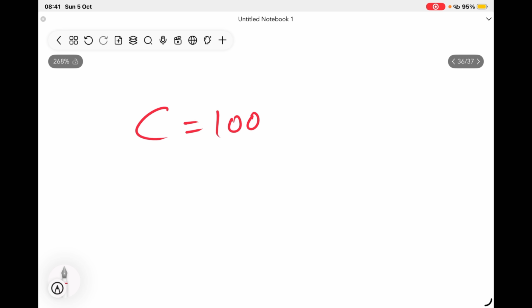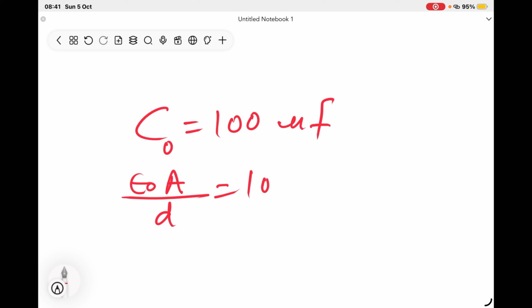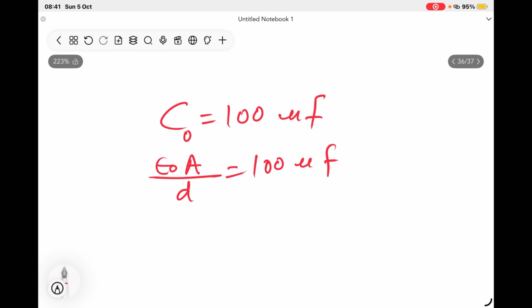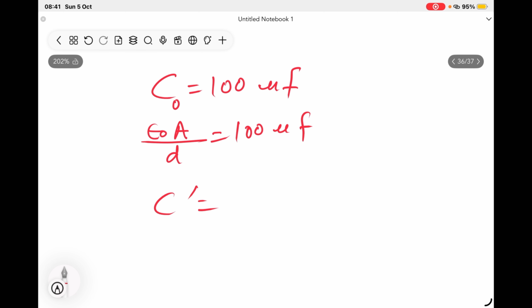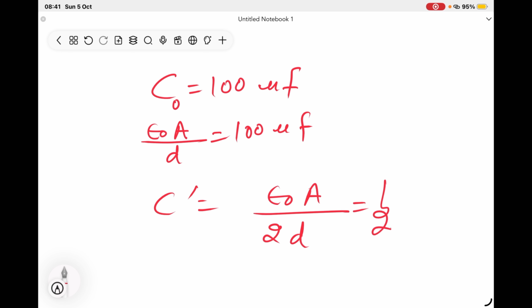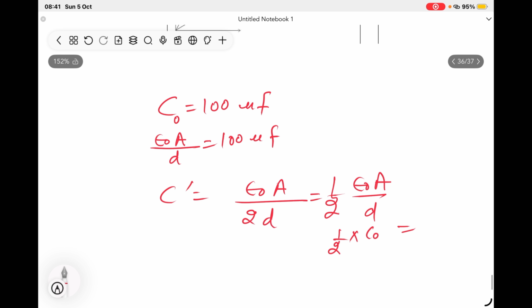Original capacitance is given as this, and it is expressed as epsilon naught A by d. You have been asked the new capacitance when the distance is doubled. So you can write it this way: half into epsilon naught A by d. So half times C original. Half of 100 means 50 microfarad. If the distance between the plates is doubled, the capacitance gets halved.